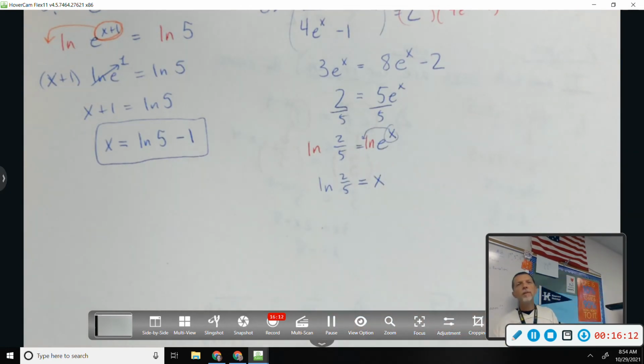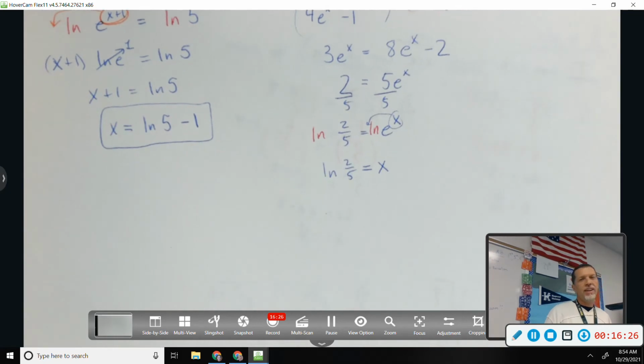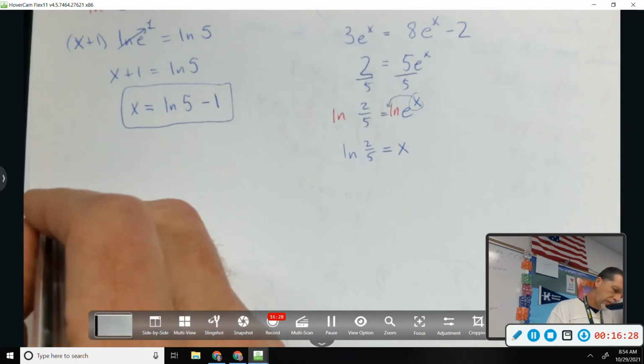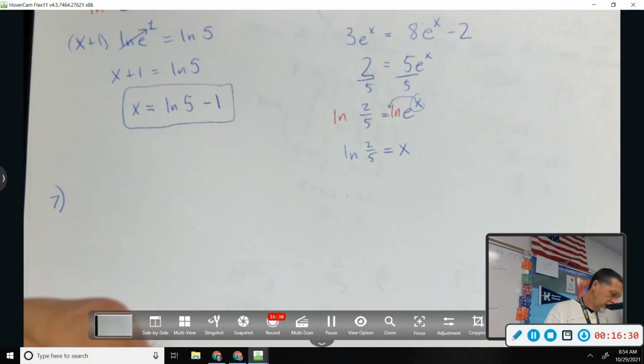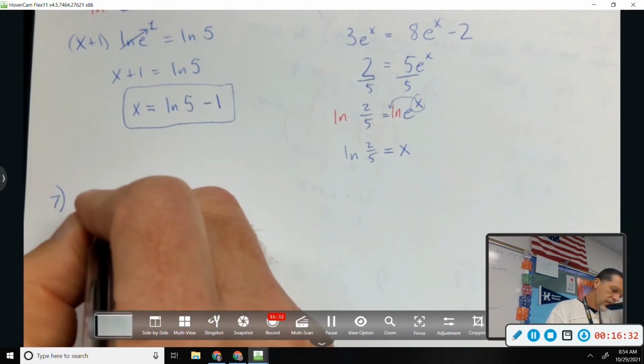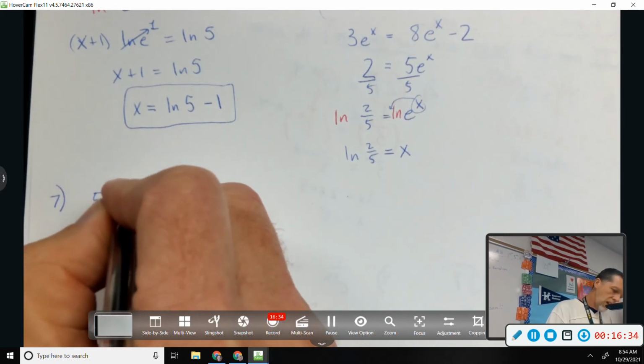When you get to the point that you're ready to get it out of the exponent, then you natural log both sides. So yeah, that's the answer: x equals natural log of 2/5.